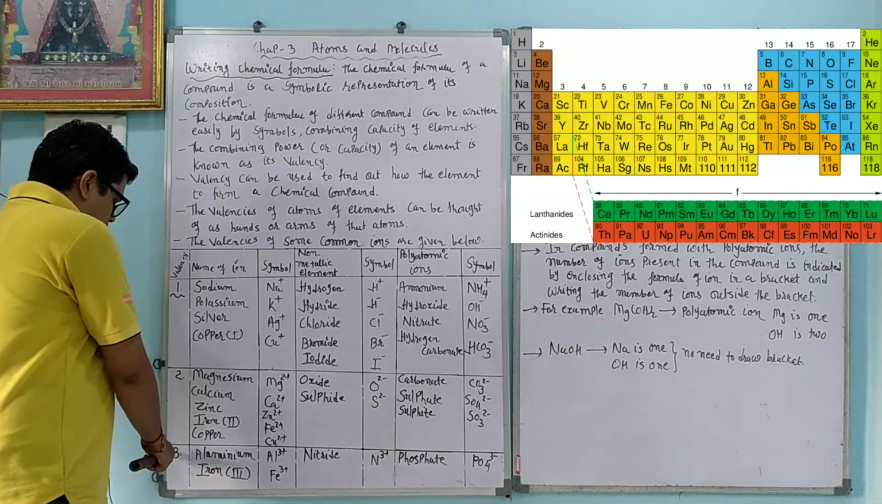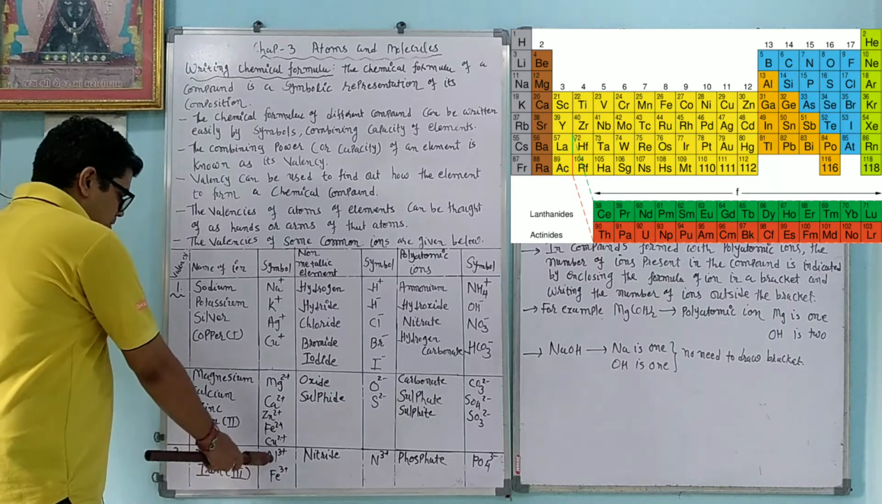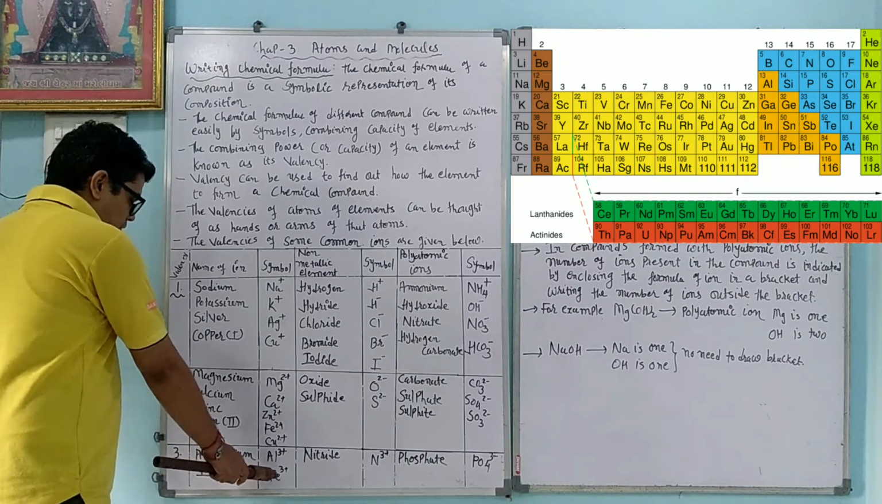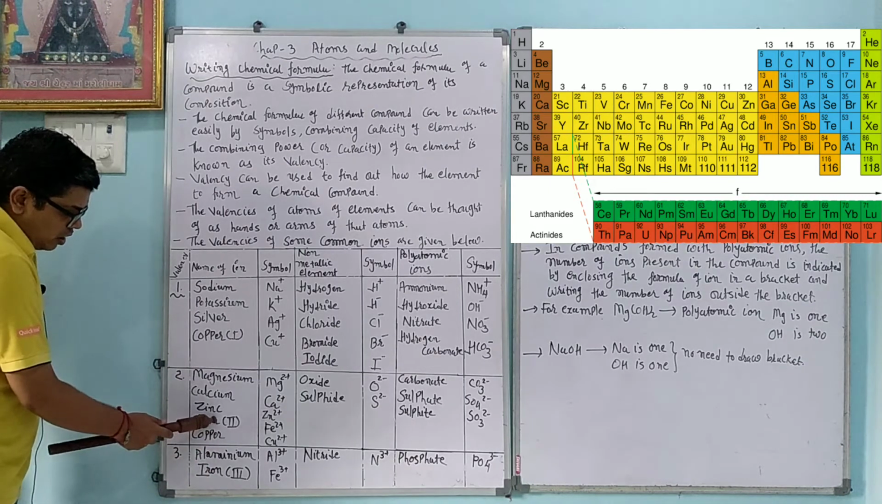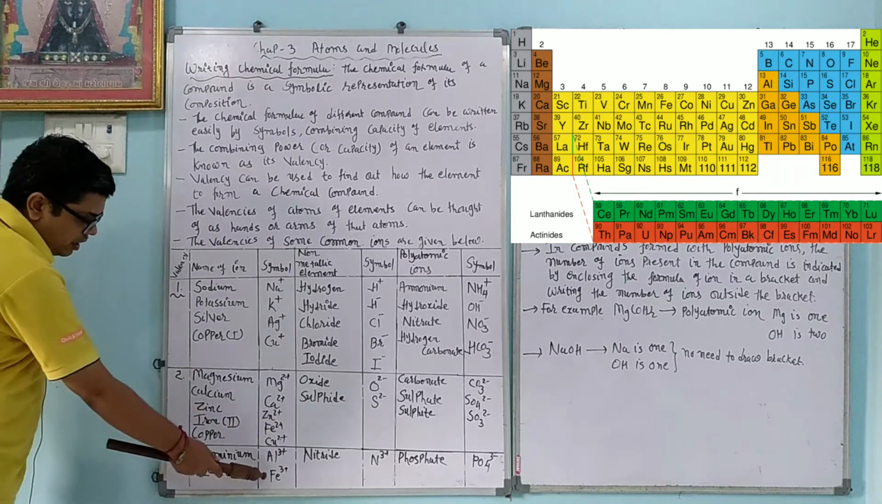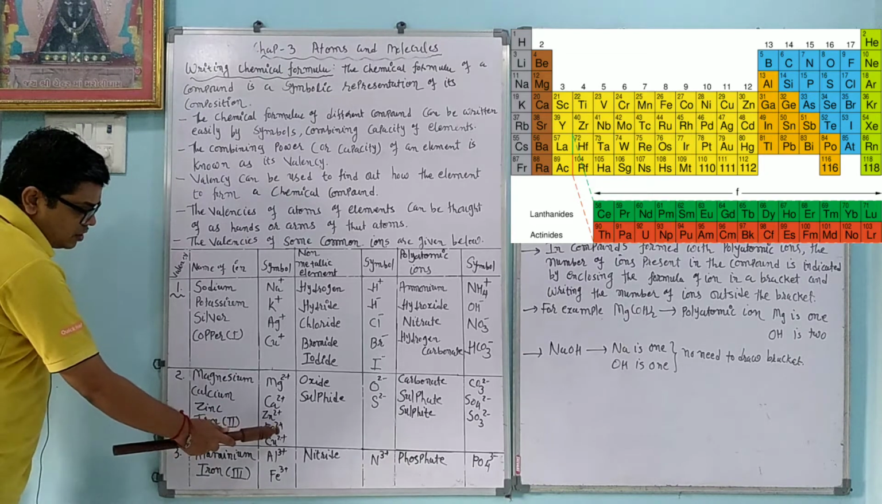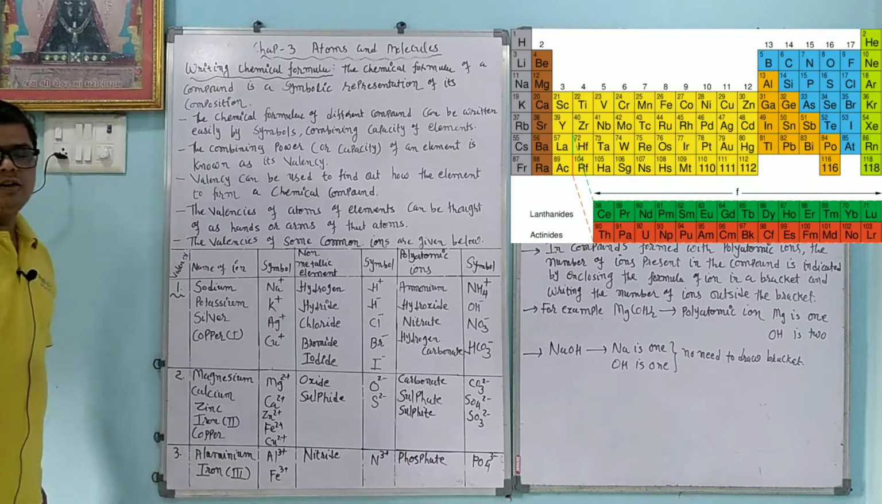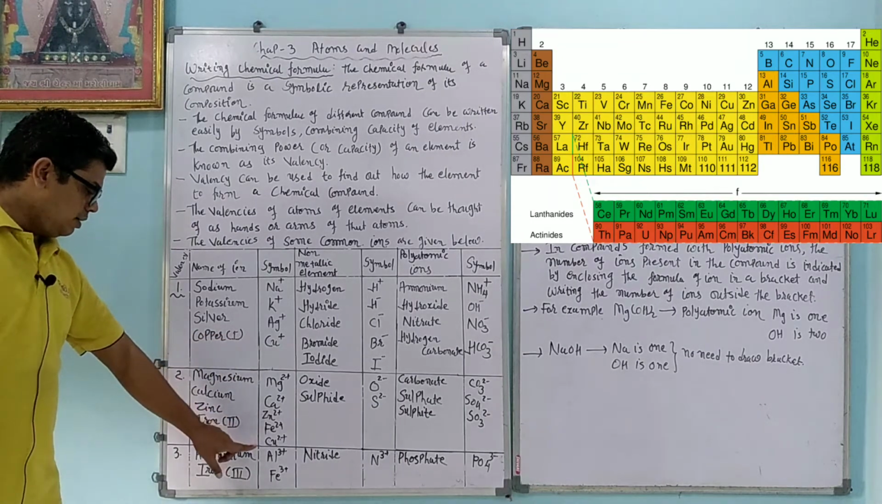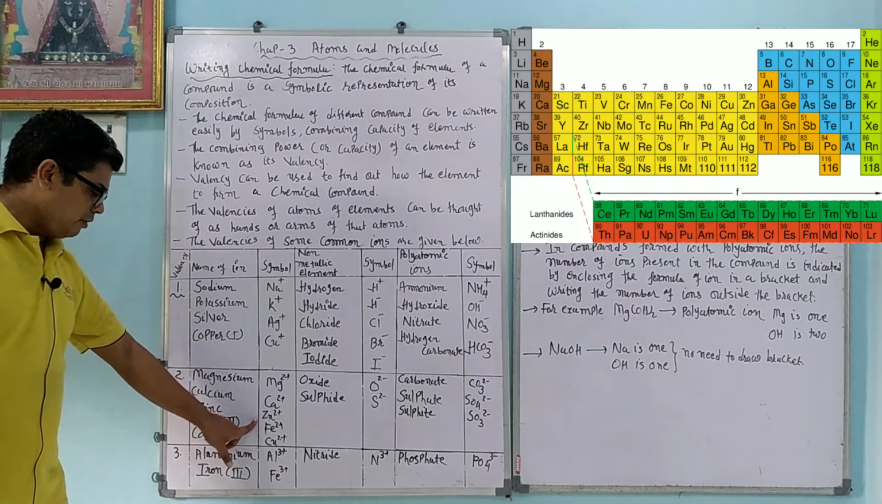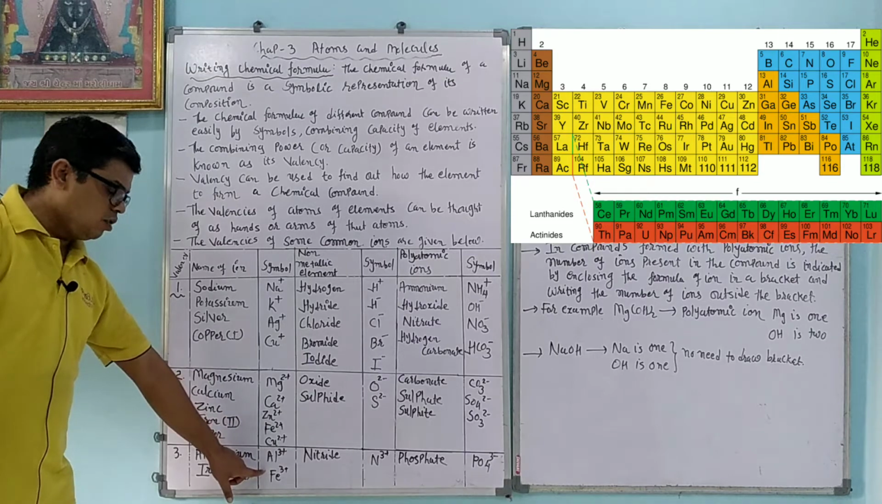Now we are going to learn about the 3 valency. Aluminium is Al3 plus, iron is Fe3 plus. Now you can see here, iron is available in 2 forms. Iron 2, Fe2 plus, and iron 3, that is Fe3 plus. So Fe2 plus is called ferrous and Fe3 plus is called ferric. Like cuprous and cupric, in the same way ferrous is Fe2 plus and ferric is Fe3 plus.